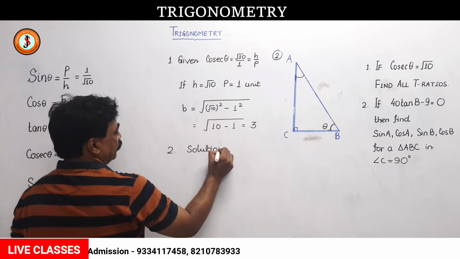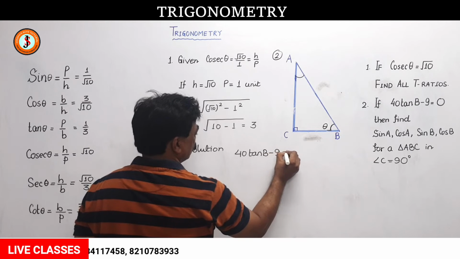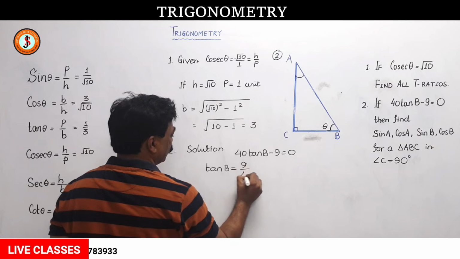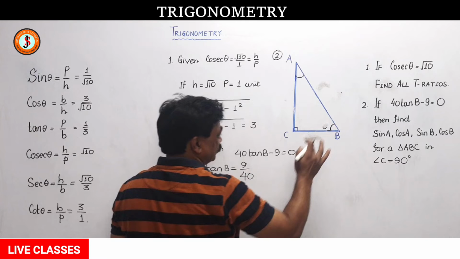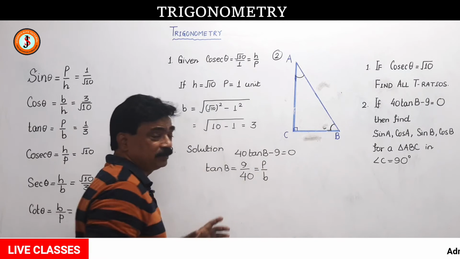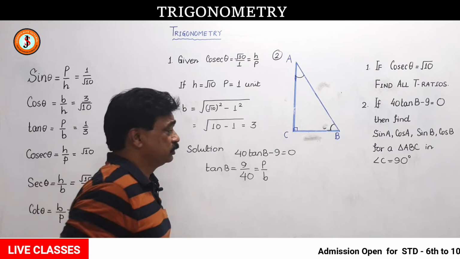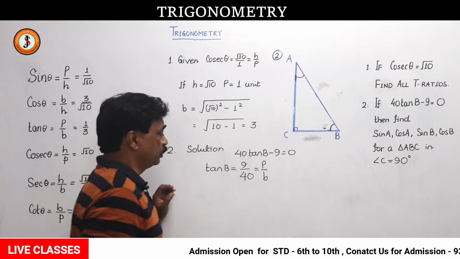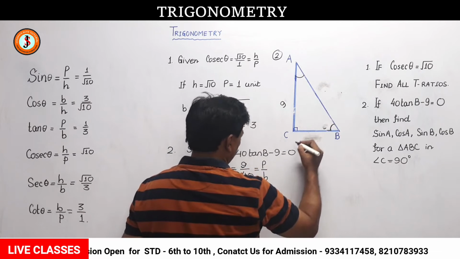What is given? 40 tan B minus 9 is equal to 0. So obviously the ratio we have got is tan B, that is the only thing we have to find out. Tan B means this is perpendicular over base. I had told you the slogan also, how to memorize tan theta: tightly pulled back. You can go to the previous video to see why I called it tightly pulled back. Tan is perpendicular by base. Now here the ratio, perpendicular is 9 units, and base is 40.